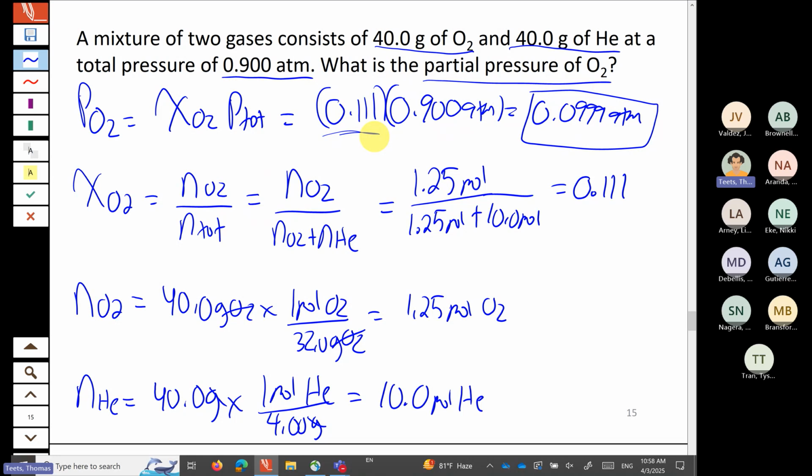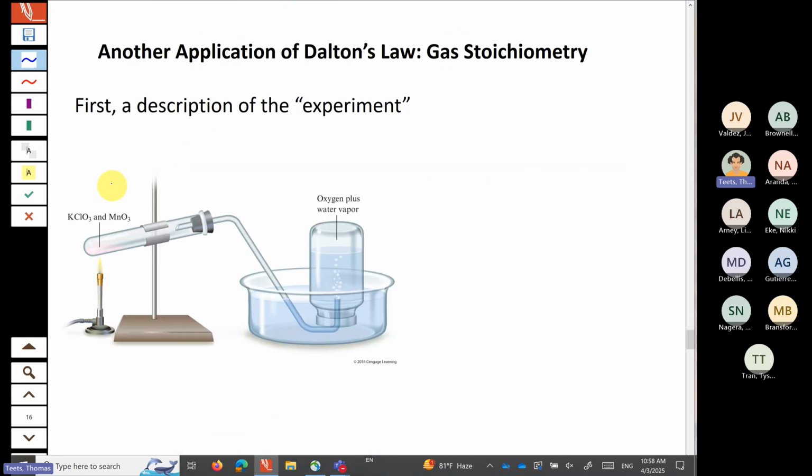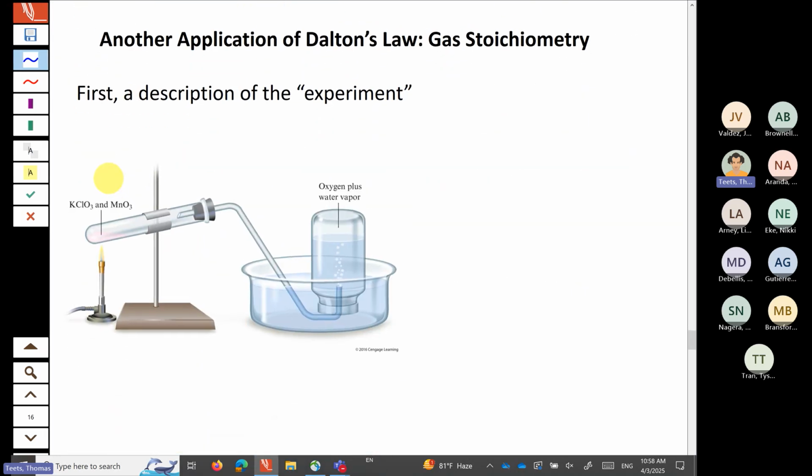All right, so any questions on that? So pretty simple equation. There's some different ways of using it, but mostly it'll be like this. But then the other application of Dalton's law that we could have is in gas stoichiometry. So this is kind of a convoluted setup, but this is one that you might see, so I want to make sure we understand it.